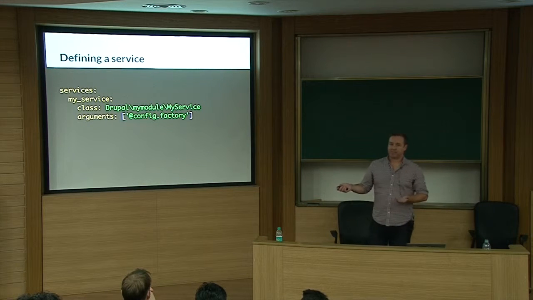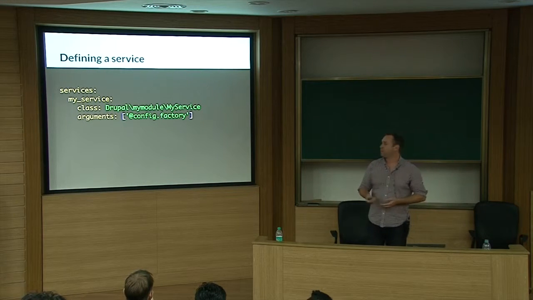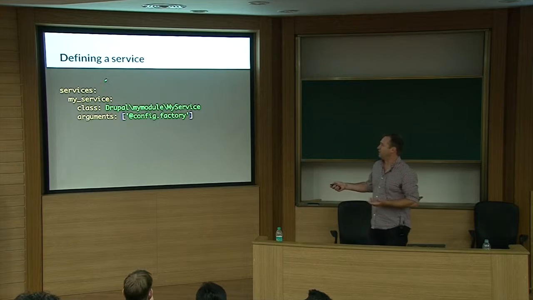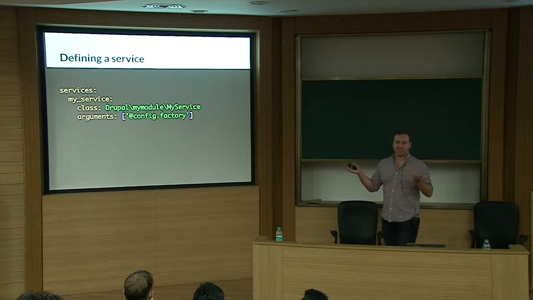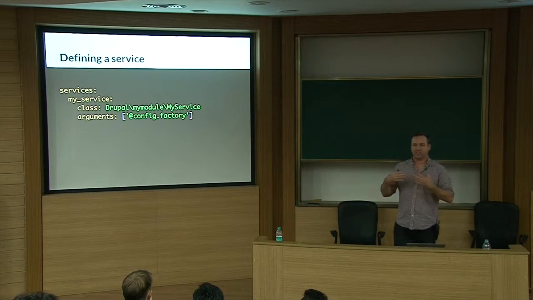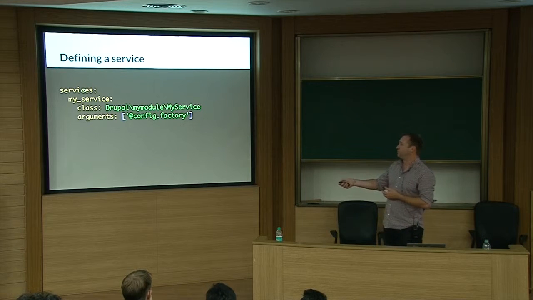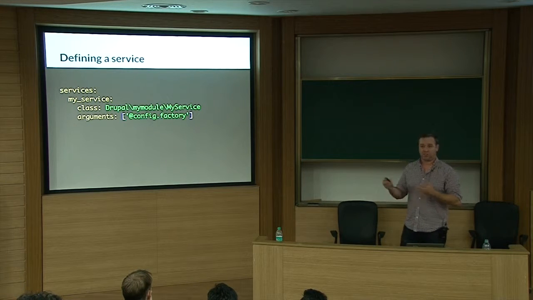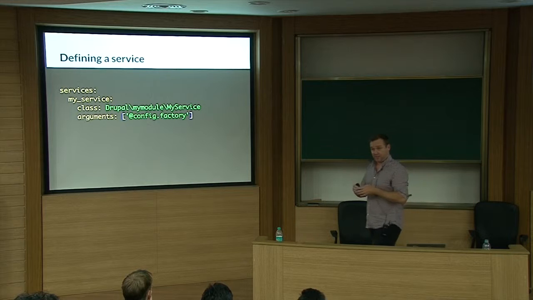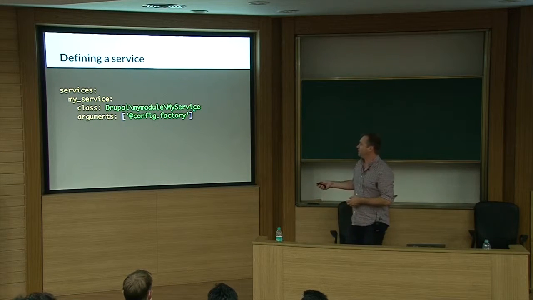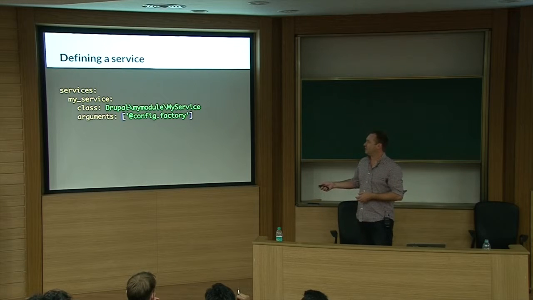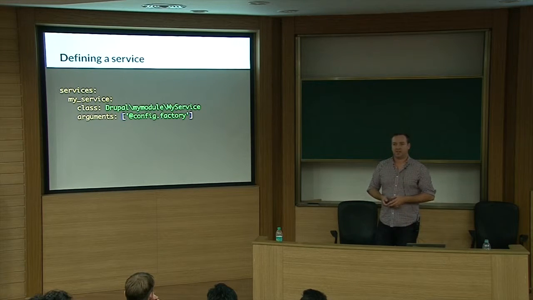So this is a simple example of defining a service. We have a YAML file here, and essentially we just need this high-level services. We've got my services, which is essentially your unique name. Usually it would be prefixed with the name of your module, just to avoid a name clash. And then here we're just defining what the class is that the container is going to create.